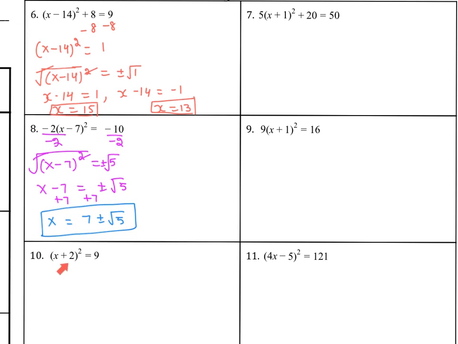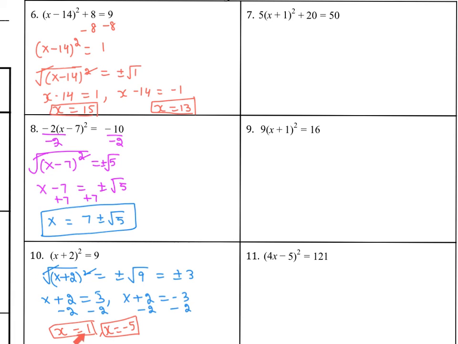Number 10, the square term is already isolated, so all we need to do is take the square root on both sides. So x plus 2 squared root is equal to plus or minus square root 9. Square and square root cancel. x plus 2 equals 3 and x plus 2 equals negative 3, because plus or minus square root 9 is plus or minus 3. Now you're going to subtract 2 on both sides one by one. So you get two answers. One is x equals 1 and the other one is x equals negative 5.